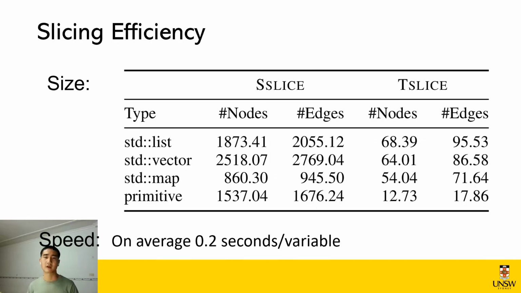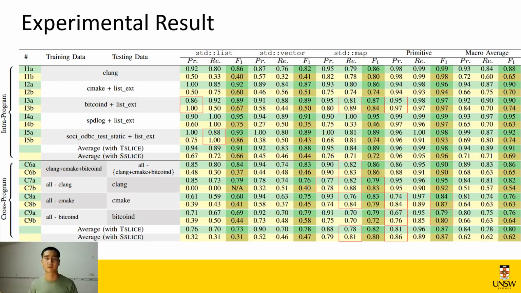Now let's see the efficiency of the slicing. First, about the size. We compare t-slice with a naive implementation of the slicing algorithm, which blindly selects everything from the function that uses the V0 address. As we can see, in terms of both node number and edge number, t-slice is significantly less than s-slice. And t-slice is also very quick. On average, it only takes 0.2 seconds for each variable.